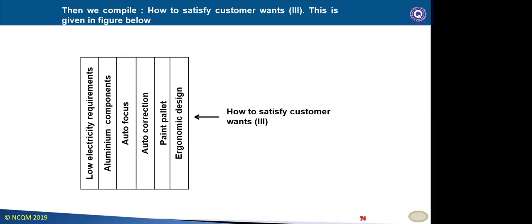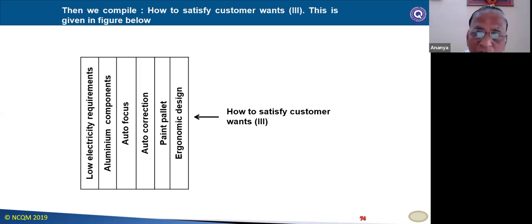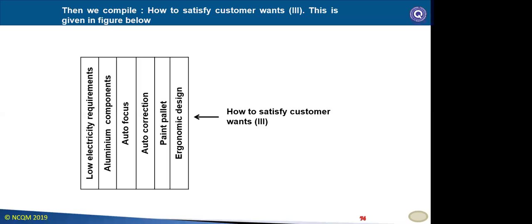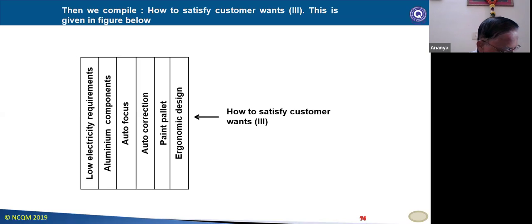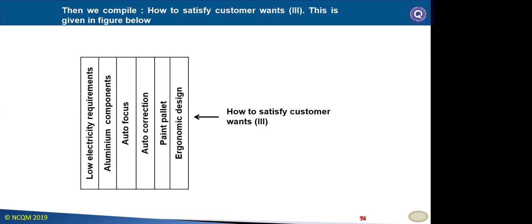That's how we'll do it. Then second, we will use aluminum components, which are lighter in weight, because they want the camera to be light. So we are using aluminum alloy components. Okay. Then color correction probably is related to autofocus.